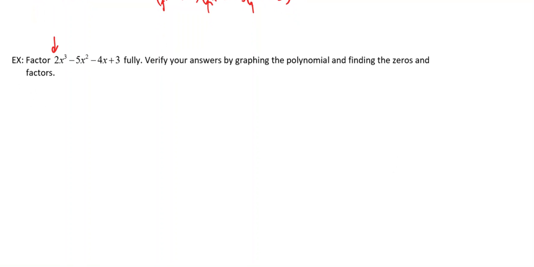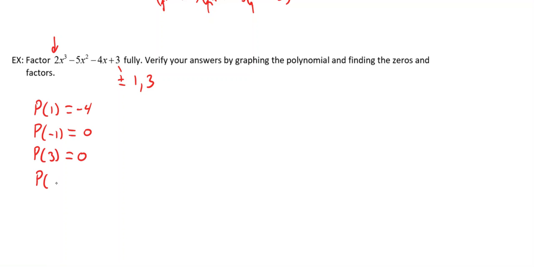That's one, yeah, exactly. Okay, so we need to find numbers that multiply or are factors of 3. So we're looking for plus or minus 1 and 3. Those are really it, right? So if you put this in, you'd get P of 1 equals negative 4. You'd put in P of negative 1, and you get 0. If you put in P of 3, you get 0. And if you put in P of negative 3, you get negative 84.